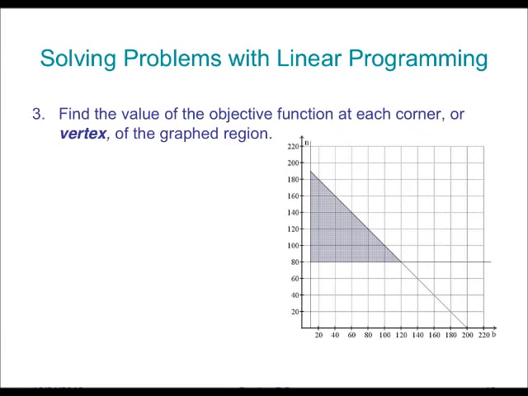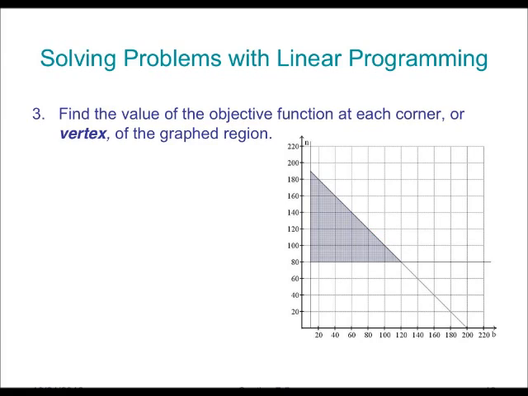The final step, we're going to find each of these points, the corner points, the vertices. Notice I have 3 sides to this shaded region. It doesn't matter how many sides there are, as many sides as there are is going to be the number of vertices that we're going to have to find.